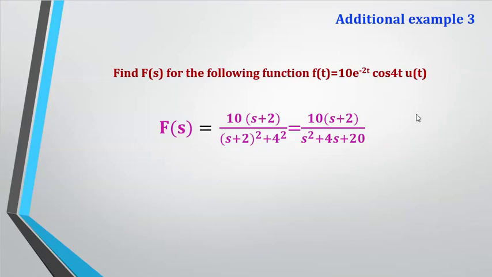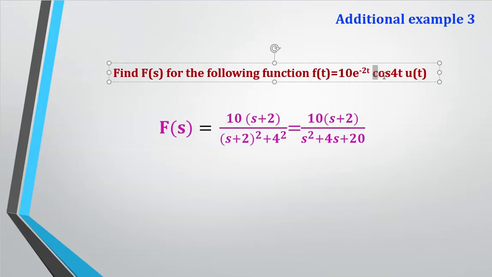As many of you found it correctly and sent it to me by email or showed it to me in class, F of s will be simply 10 times (s plus 2) over ((s plus 2) squared plus 4 squared). But why? Let's take a look.